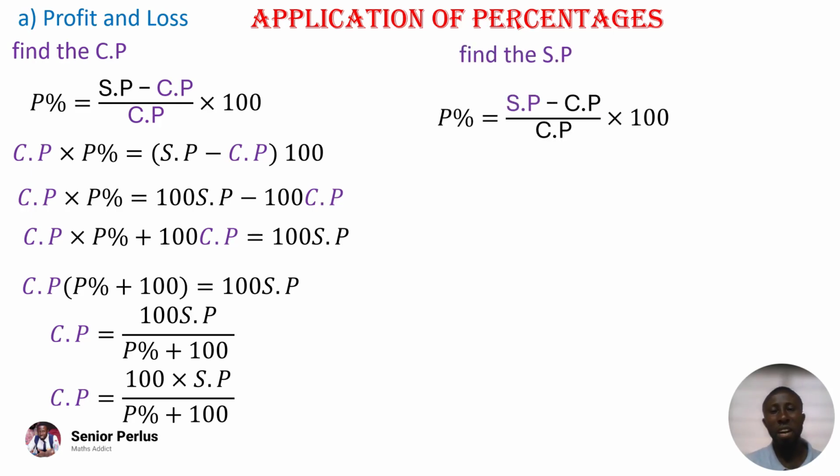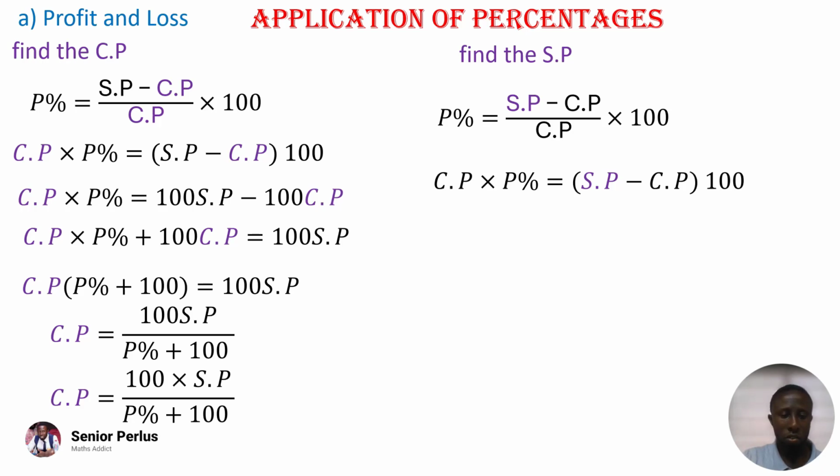Next one, to find the selling price when given the cost price and the profit percent. So the same idea. I'll multiply both sides by the CP so that I'll get this. Then here it's a little bit easier. I'm looking for only the selling price. It's only the selling price that is here. So there's no need for me to multiply through by 100.